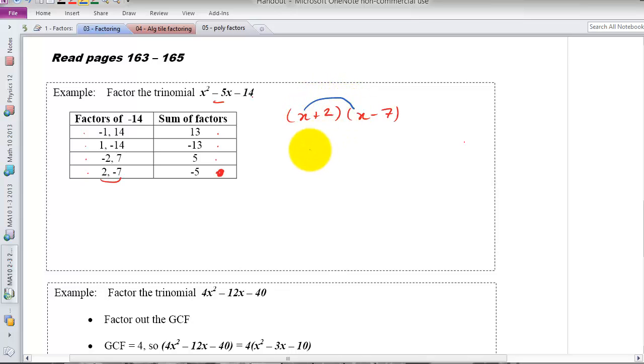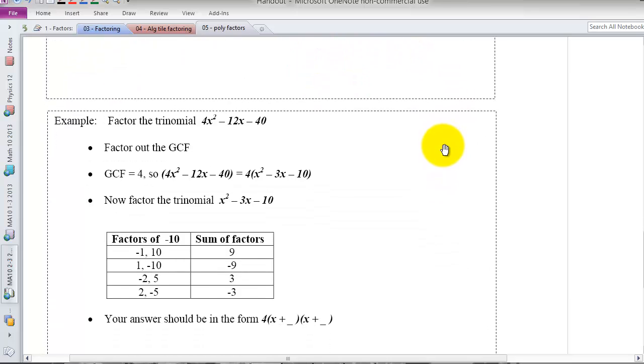So we have x times x is x squared. x times negative 7 is negative 7x. 2 times x is plus 2x. And 2 times negative 7 is negative 14. That gives us x squared minus 5x minus 14. Check. Sweet. Alright, next one.